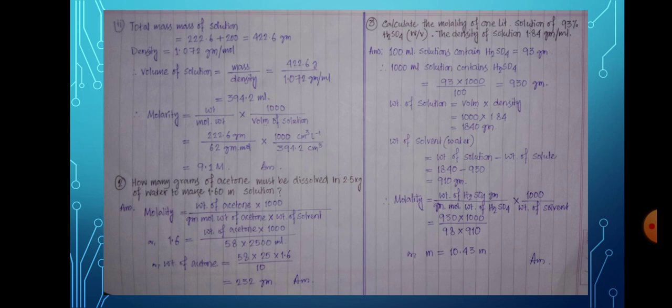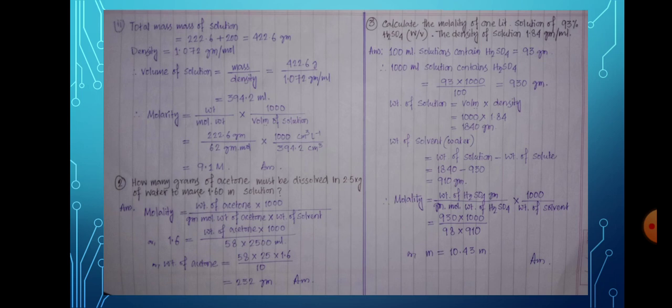molality is given, whose value equals 1.6, and that equals weight of acetone, because we are going to calculate the weight of acetone. So 1.6 equals weight of acetone into 1000 divided by 58 into 2500, or weight of acetone equals 232 gram.